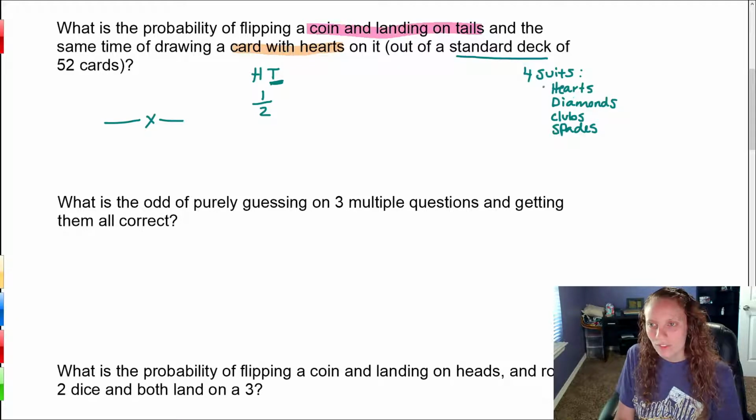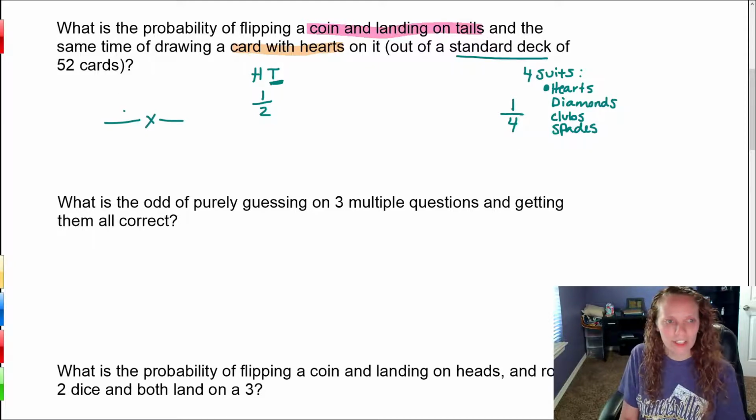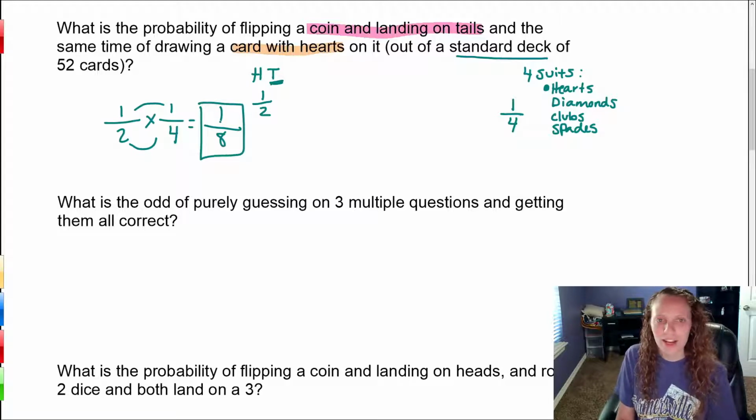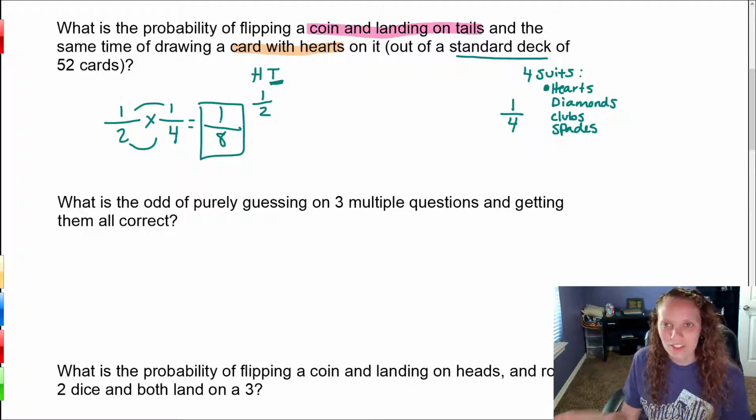Well, there's one suit with hearts out of 4, so that fraction of drawing hearts would be 1 out of 4. So let's plug in our two fractions. We have 1/2, we have 1/4, and we're just going to multiply going straight across. 1 times 1 is 1, 2 times 4 is 8, and we cannot simplify this fraction: 1/8. So there's a 1/8 chance that we would land on tails and draw a card with hearts on it out of a standard deck.